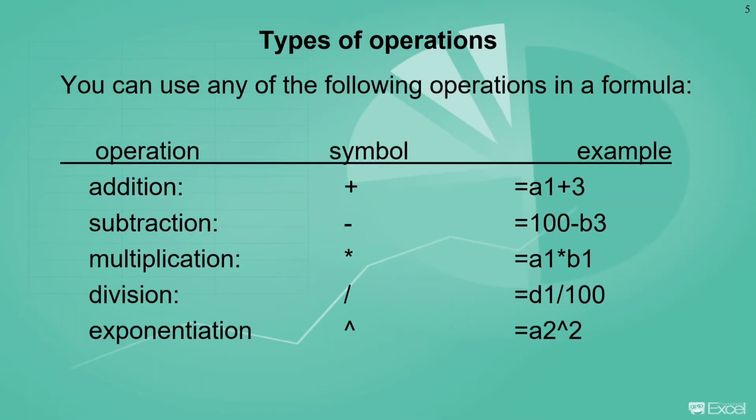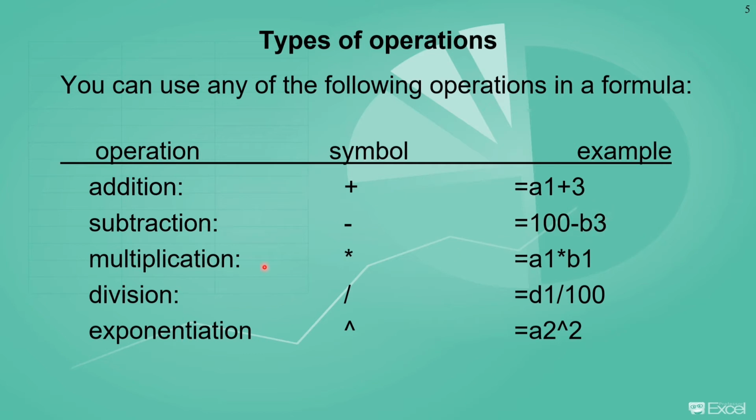Here are some of the basic types of operations that we can perform in MS Excel. You can use any of the following operations in a formula. For example, addition, we use the plus sign. Remember, when you input a formula, we must begin with the equal sign. So, equal sign A1 plus 3. Then for subtraction, we have the minus sign here. So, equal sign 100 minus B3.